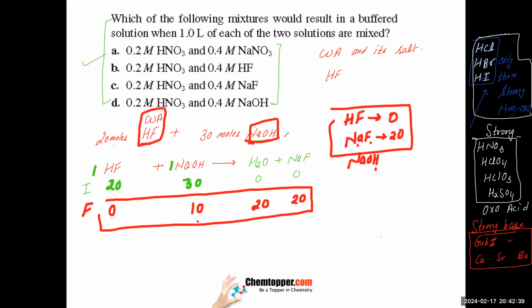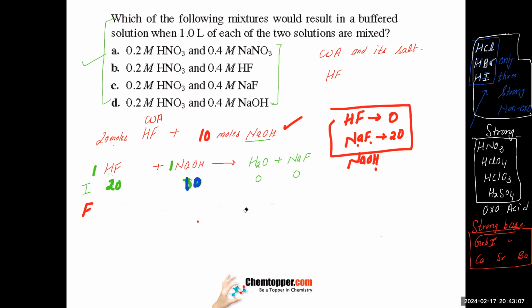Some students will say, why is she checking this? She can say from here only: a weak acid and a strong base is not a buffer. No, no, no. See here, I'm changing the values. I'm changing the mathematics here. I'm giving you 10 of this. Now this is 10, and now your finals are changed. Can you give me the finals now?